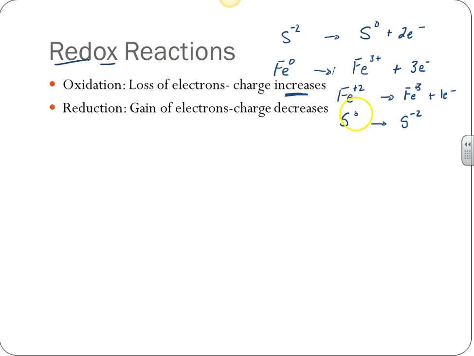On the 0 side. So we've got sulfur with a 0, we add 2 electrons to it, and we end up with sulfur with a -2. So as we go from 0 to -2, that is a reduction in charge. So the word reduction means a decrease in charge.